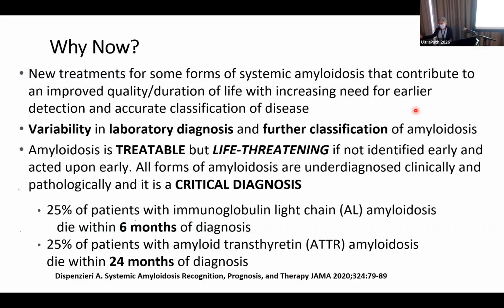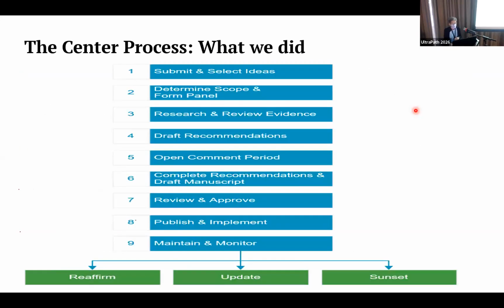And there are newer therapies for amyloid, as we all know, so we can impact the quality of life for these patients. So this is becoming a very critical diagnosis for us to make. And the CAP had identified variability in the laboratory diagnosis and further classification of amyloidosis. So they approved it. The CAP CSA, the scientific group, approved this.